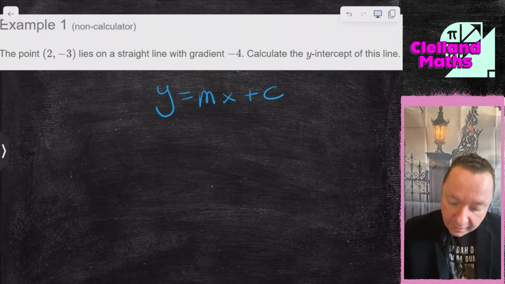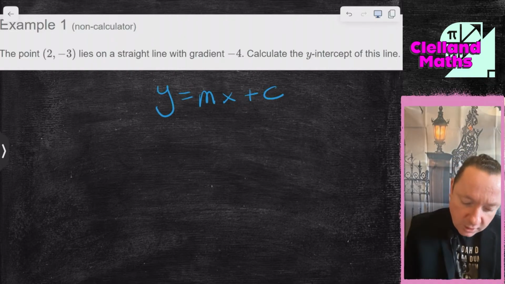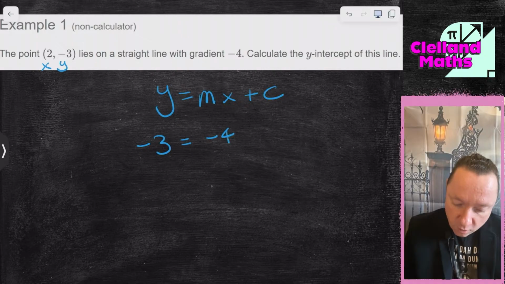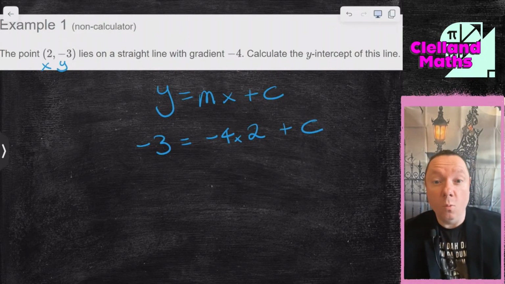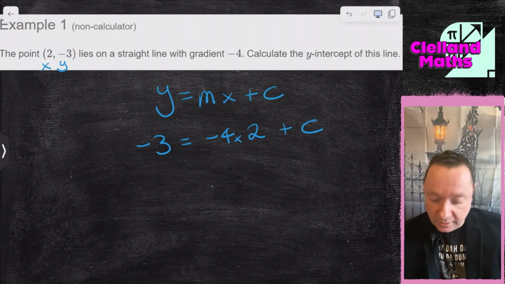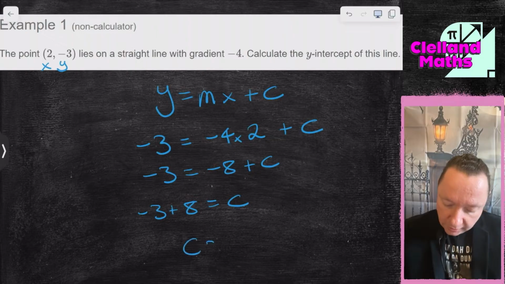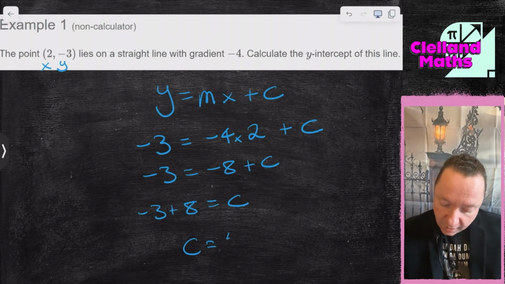And I just sub in everything I know. So y and x, well, do I know y and x? Well, yes, you do. Remember, a point is always an x and it's always a y. So my y is minus 3, my m is minus 4, times my x is 2, and I've just got plus c. So now I've got one thing that's missing, so I can find c. Minus 3 equals minus 8 plus c. So that means that minus 3 plus 8 equals c. So c equals 8 minus 3, which is 5.